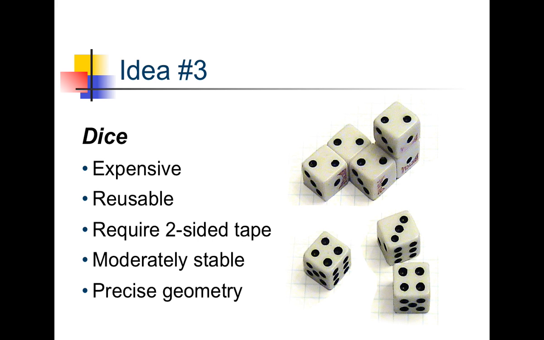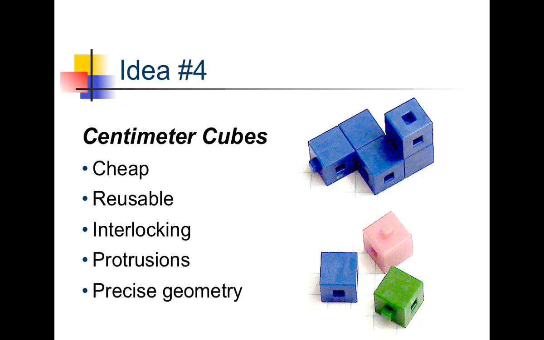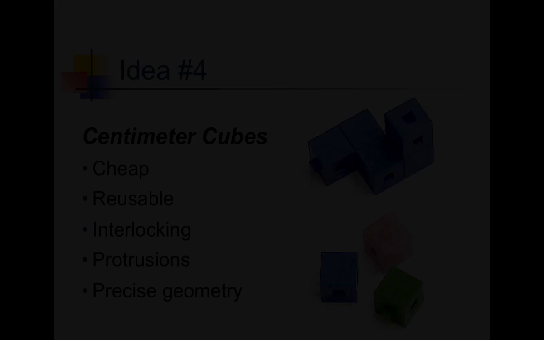Our dice are expensive, they are reusable, they require two-sided tape if you want to stick them together, they're moderately stable, and they have a very precise geometry. Notice the categories are the same. With these cubes, Fisher-Technic blocks, they're cheap, reusable, they interlock, they do have some protrusions, so that would affect our overall geometry, but it is precise.